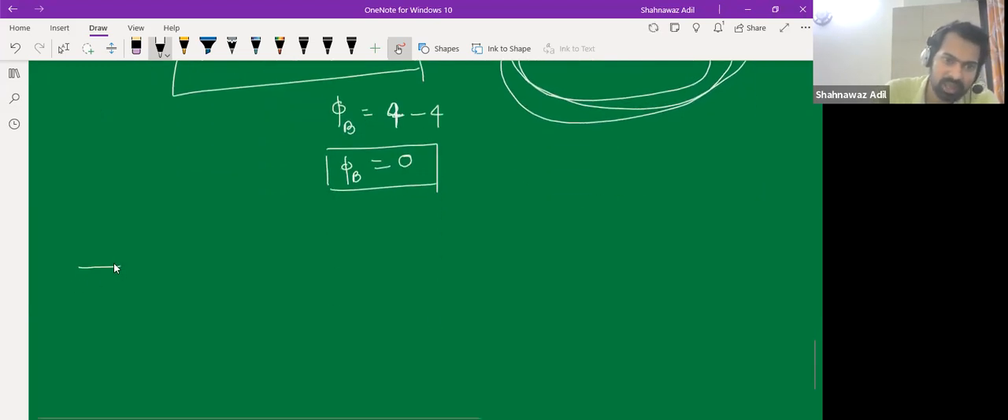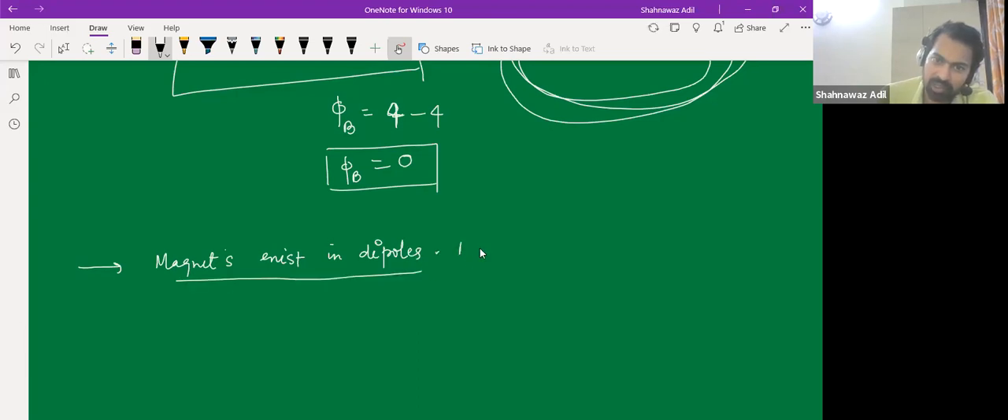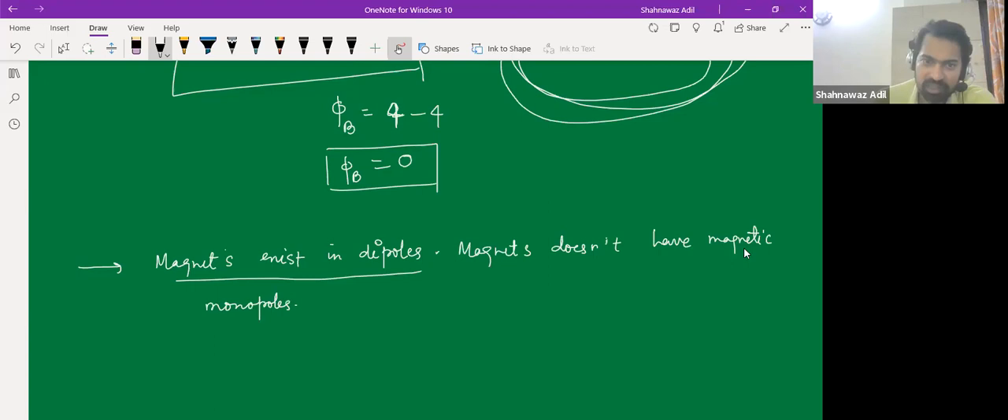So this law states that magnets exist in dipoles. A magnet doesn't have magnetic monopoles. So if you guys can discover the magnetic monopole, then you will get a Nobel Prize. If you can discover the magnetic monopoles.